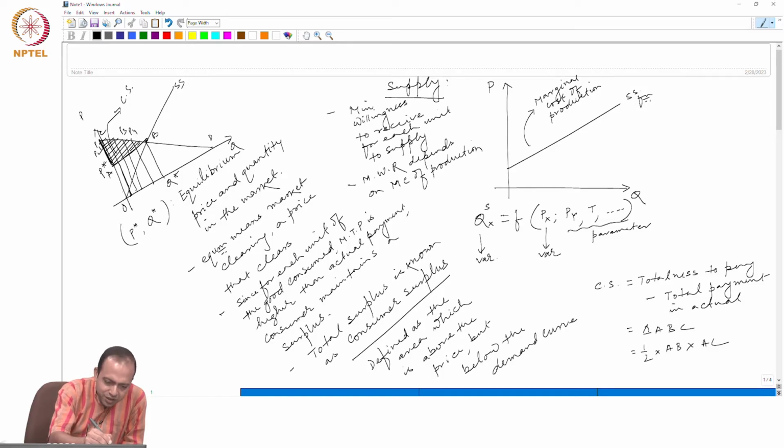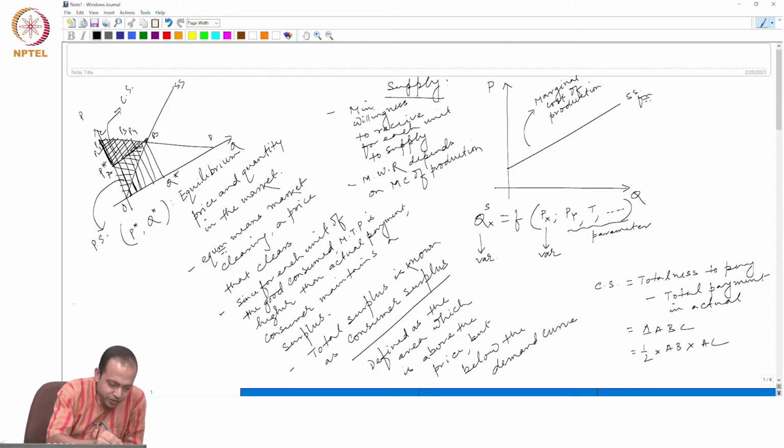For the second unit, this is the amount that the producer wants to receive, but the producer is receiving much more than the minimum willingness to receive. For the third unit, this one. For the fourth unit, this one, but the actual payment is this. So likewise, producers are also maintaining a surplus given by this area. So this area is known as producer surplus.